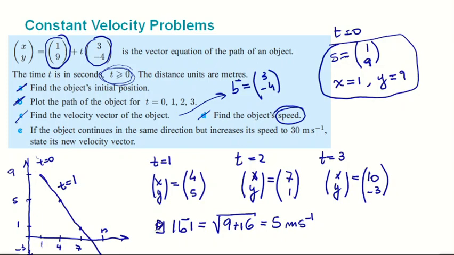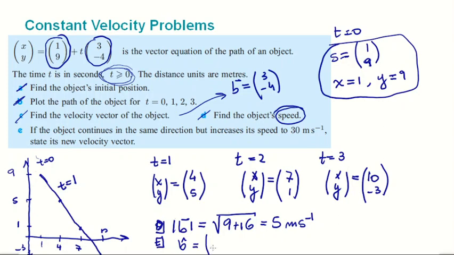This is D. And the last one: if the object continues in the same direction but increases its speed to 30 meters per second, state its new velocity vector. So basically what we have to do here is get our unit vector. We need to find the direction vector, but the unit one, so we can divide each of those by our magnitude, and then multiply everything by 30, which is our new speed. So letter E, we would first need to find the unit vector.